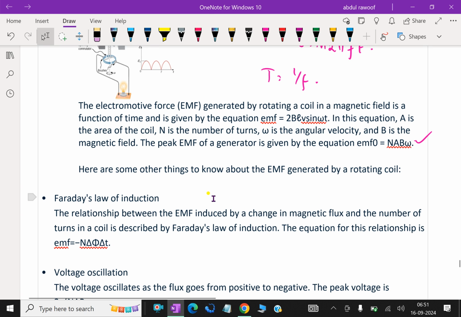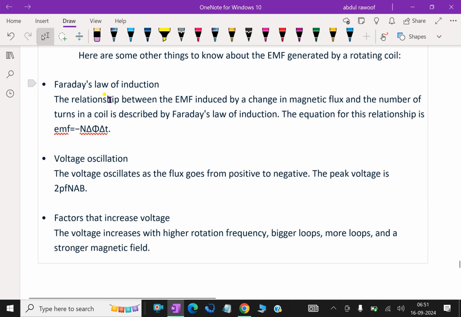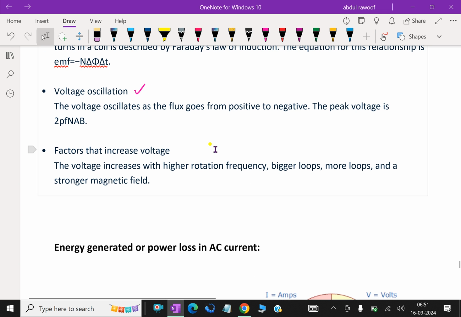Here are some other things to know about EMF generated by the rotating coil. You know Faraday's law of induction, the relationship between the EMF induced by a change in magnetic flux and the number of turns in a coil. The equation of this relation is EMF equals N d psi by dt. Next, voltage oscillation. The voltage oscillates as the flux goes from positive to negative. The peak voltage is 2 pi f N A B.